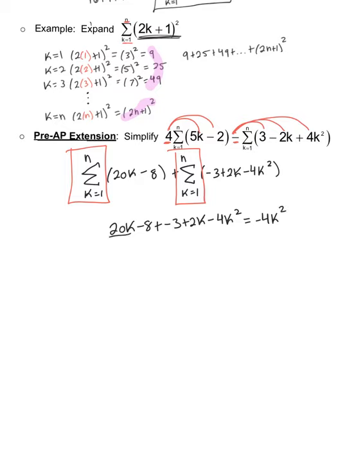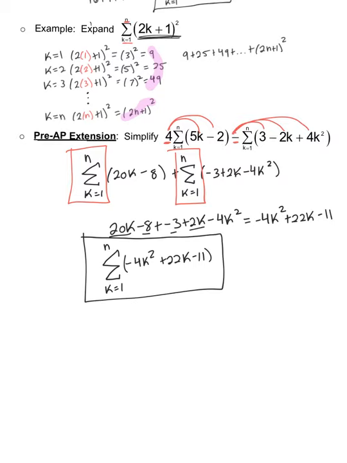If I add 20k and 2k, I get 22k. And then negative 8 minus 3 gets me negative 11. So when I write this, I'm going to keep that sigma the same. And I'm going to go negative 4k squared plus 22k minus 11. And this would be my simplified summation.